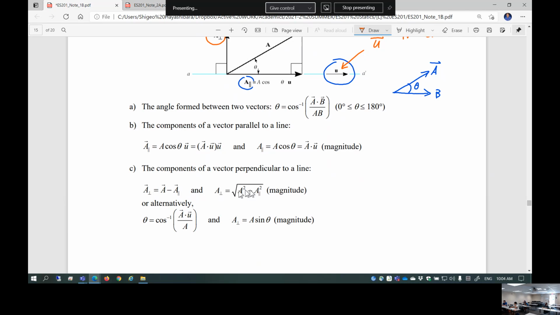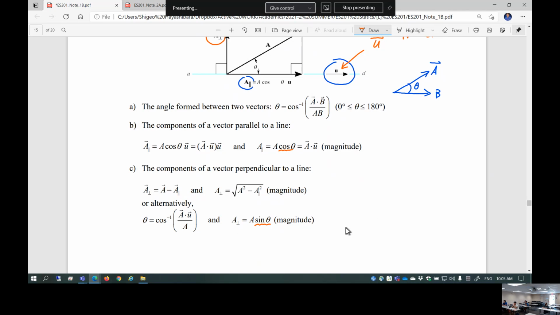And then the magnitude is, of course, the square root of vector A's magnitude squared minus vector A parallel's magnitude squared. Take a square root of it. That's the magnitude. Or alternatively, you can determine theta first, and the magnitude of A perpendicular is A sine theta. You have a sine; parallel is cosine. Is that right?